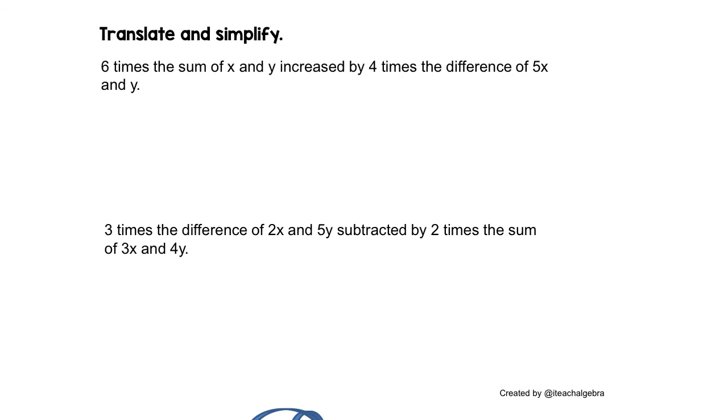All right, last little bit here. I'm going to do some word problems. We're going to use what we know about writing equations and expressions and the distributive property all at the same time. 6 times the sum. Well, you remember that means we're taking 6 times something in parentheses with a plus in the middle. 6 times the sum of x and y. And then that's increased by, well, that means we're going to add again 4 times the difference, parentheses with a minus in the middle, of 5x and y.